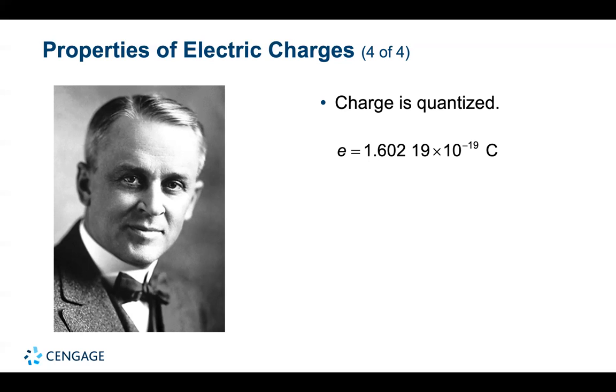A neutral atom, which is an atom with no net charge, contains as many protons as electrons. The value of e is given here in the equation.